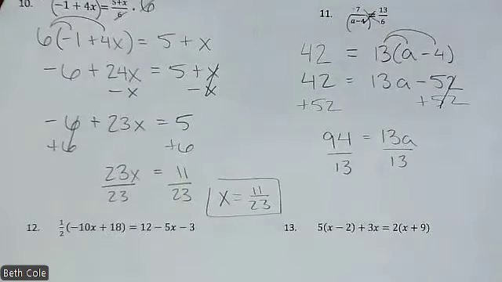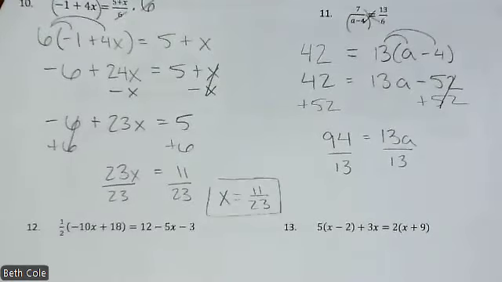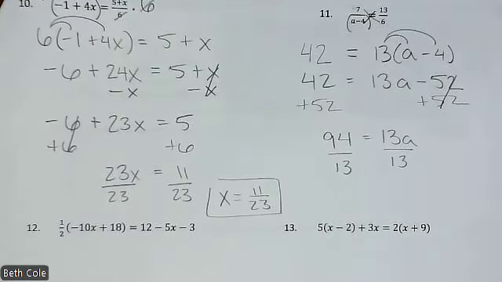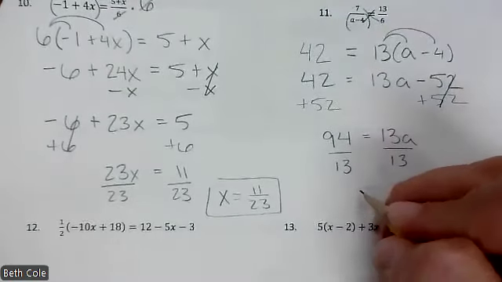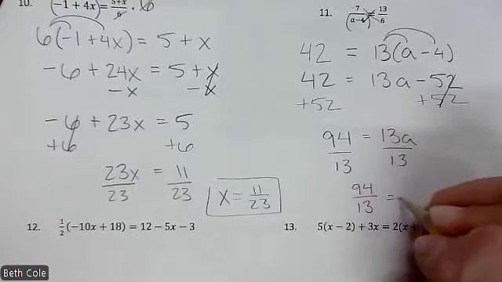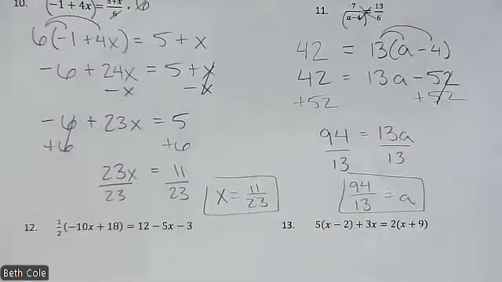Now, I'll be real honest. I don't actually know 94 divided by 13. I am going to type that in and see if that reduces. I'm not sure if it does. Oh, yeah, it does not. It does not turn out nice. We're just going to leave it as 94 over 13. It's just whatever it comes out to.